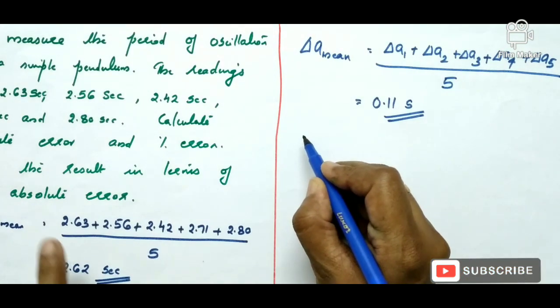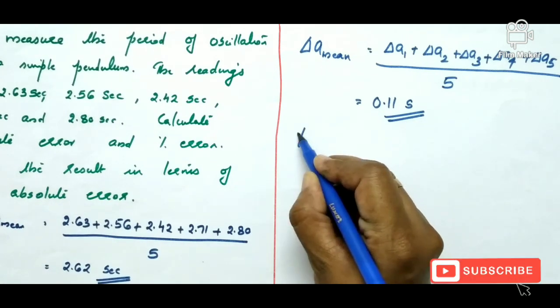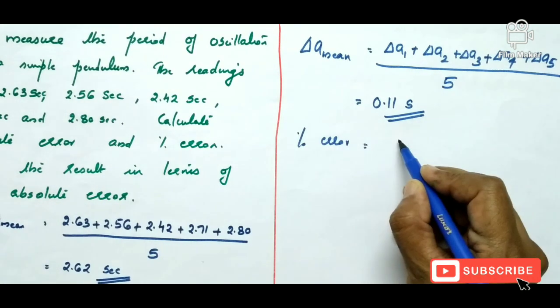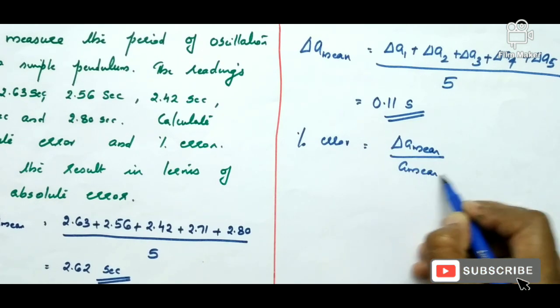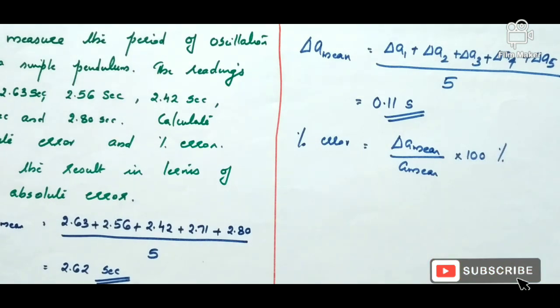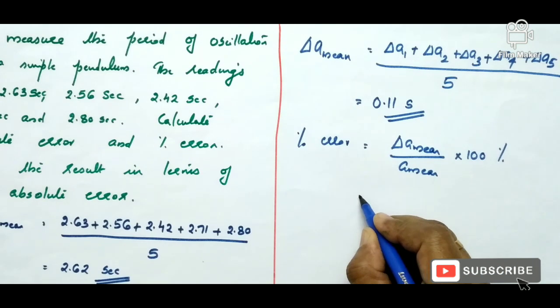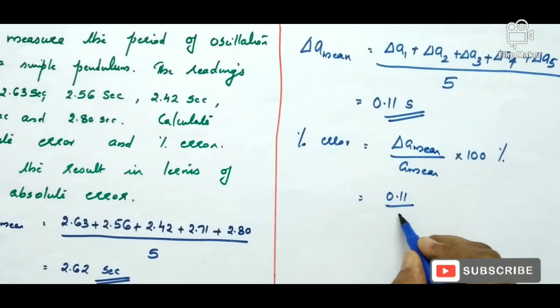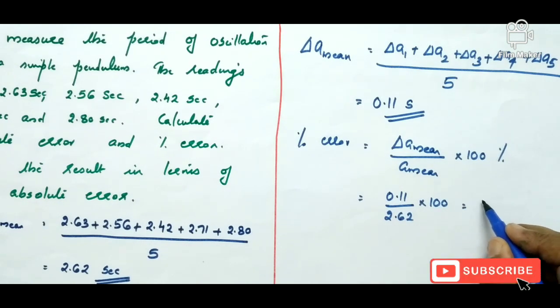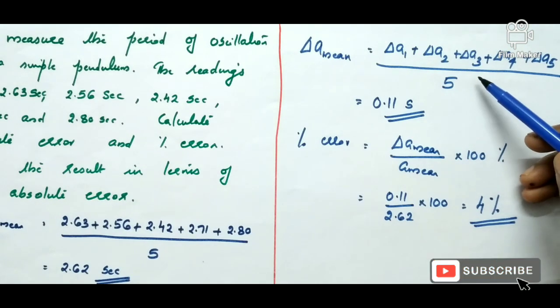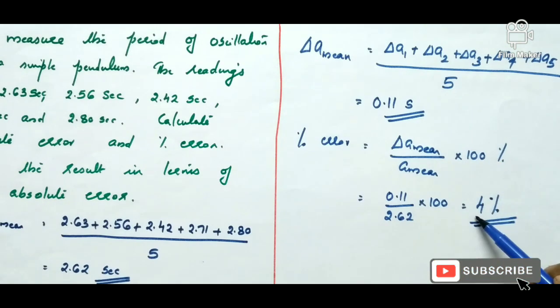Similarly, we can find out the percentage error. Percentage error is delta A mean divided by A mean into 100%, isn't it? Substituting, 0.11 divided by 2.62 into 100 is equal to 4%. So we got mean absolute error as 0.11 second and percentage error as 4%. Now the question is, express the result in terms of mean absolute error.